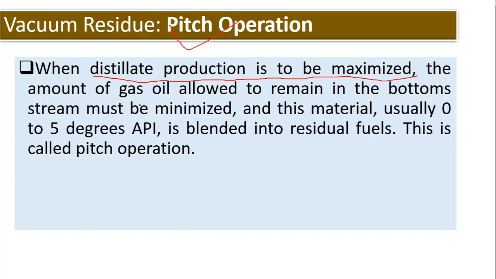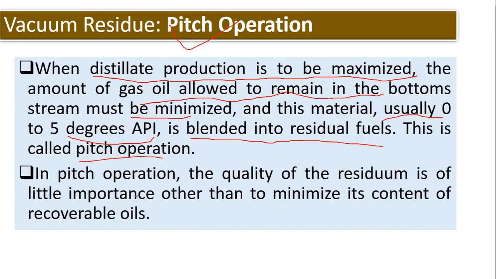So the amount of gas oil allowed to remain in the bottom stream must be minimized, and thus the residue is normally 0 to 5 degrees API. It's a very thick material, and it is blended into the residual fuels. This is called the pitch operations. In the pitch operations, the quality of the residue is of little importance other than minimizing its content of recoverable oils. We are more concerned about maximizing the amount of distillate recovered from the residue.